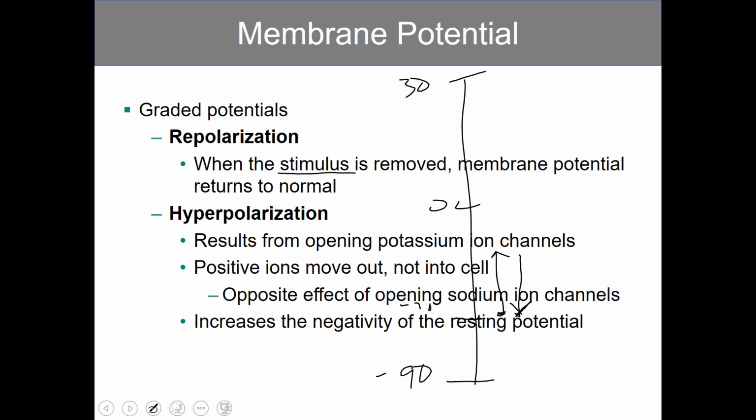There are cases in which we also have a hyperpolarization. This results from the opening of potassium ion channels. Positive ions move out, not into the cell, and it's going to have an opposite effect of the opening of your sodium ion channels. So you get an increase in the negativity of the resting membrane potential, and that is where we get this -90 from. So from -70 to -90 is a hyperpolarization. You're going to increase the negativity of the resting potential. And we'll see how this applies later.